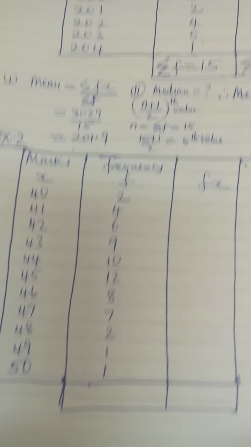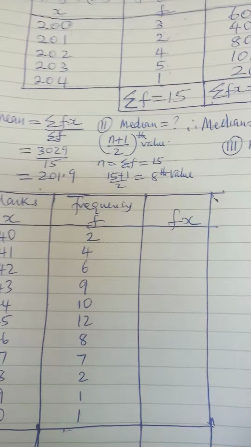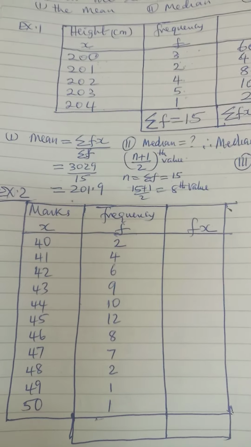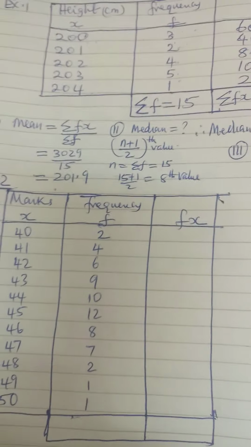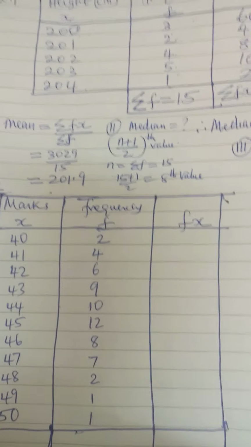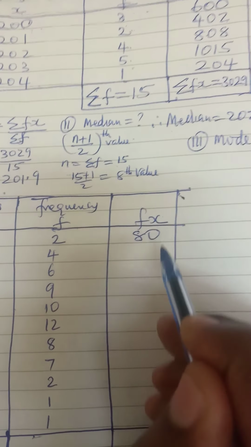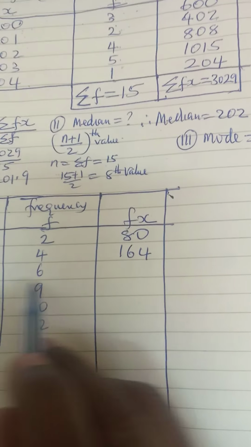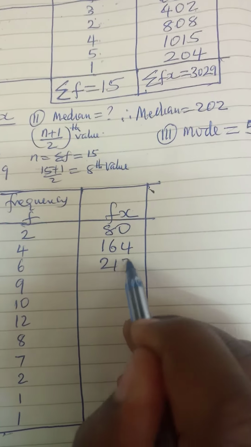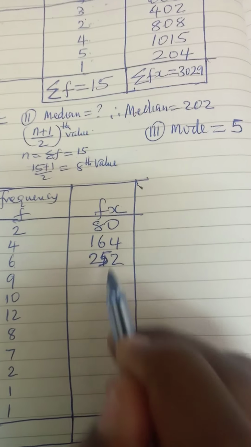I want us to take on another example quickly using the same method. In case this video ends when I have not completed, I am very sure you can always complete this. But we need to find f of x. Our f of x is found by multiplying these figures. We have 80, we have 164, we have 212, 240, 252. You multiply very well.